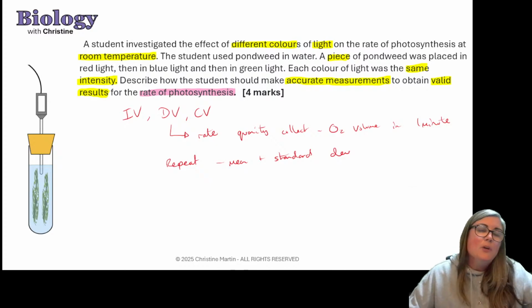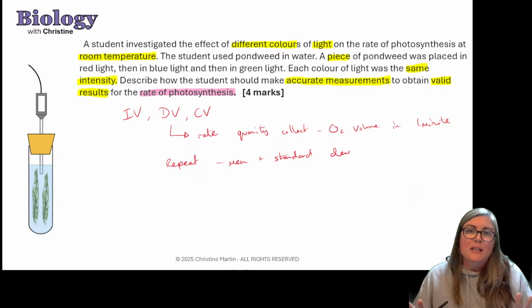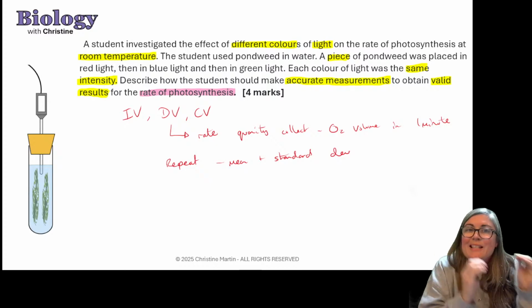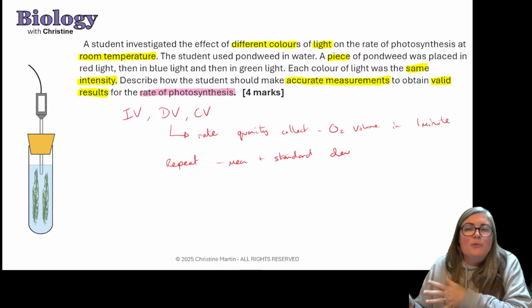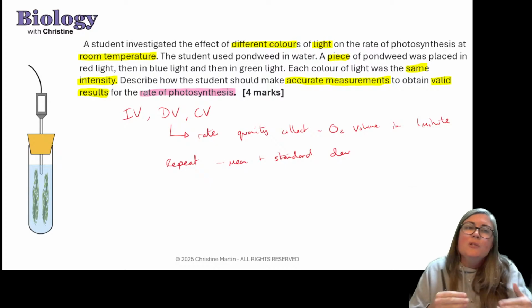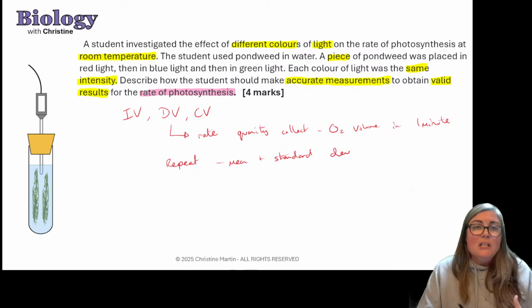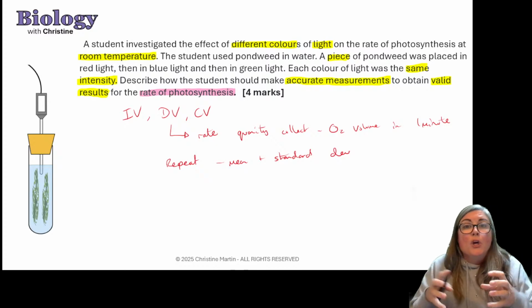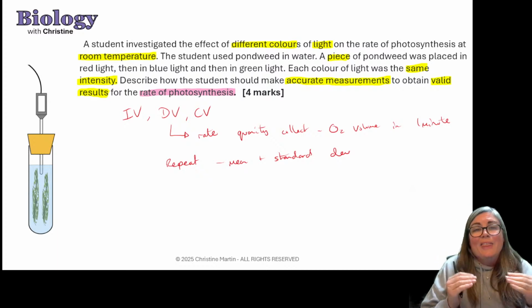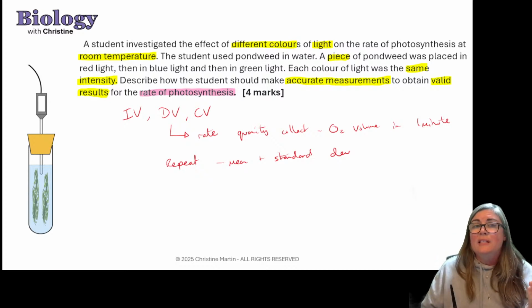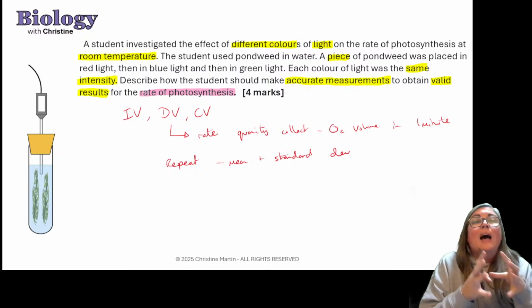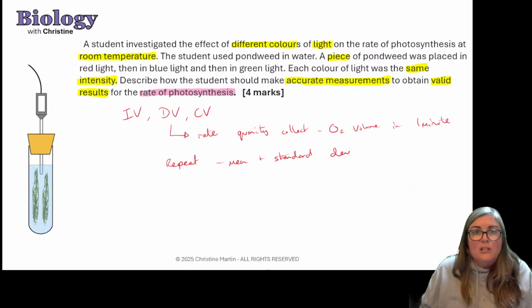So I've decided to help you guys out by doing some more GCSE for you, and this will be very valid when it comes to your A-level. If you decide to do biology later on, you will need to say these same things. You will need to identify your independent variable, your dependent variable, your control variables, and then you want to say, well, if I increase validity, I need to make sure I've repeated, and I'll calculate my mean and standard deviation.